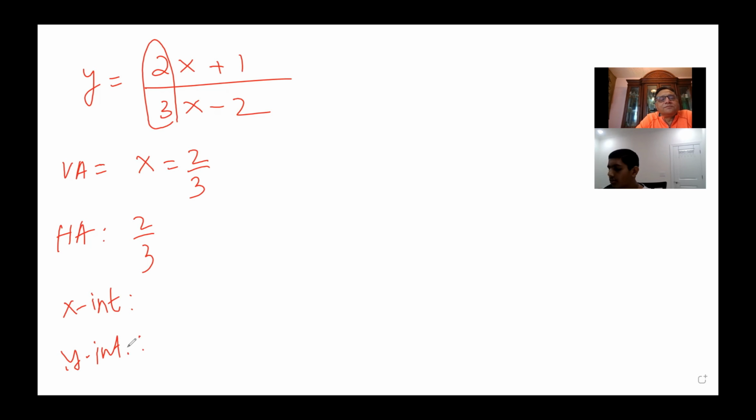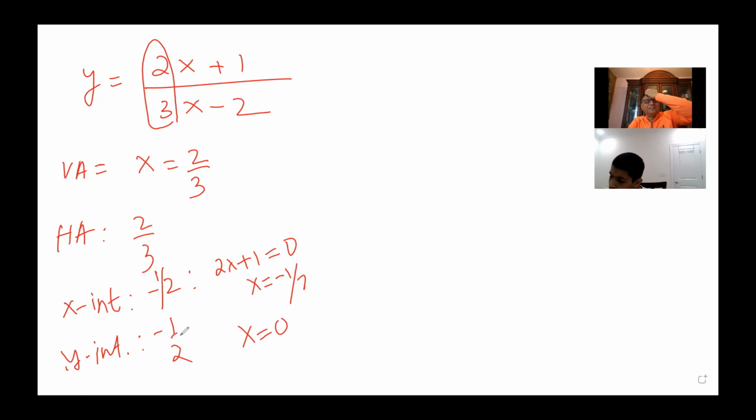Okay, I got the x-intercept equals minus 2. And the y-intercept is... So x-intercept is when y equals 0. So you will say 2x plus 1 equals 0 and x equals minus half. So minus half, not minus 2. X-intercept. And y-intercept is when x equals 0, substitute 0, you get minus half. You again get the same value, the way I've taken the value.